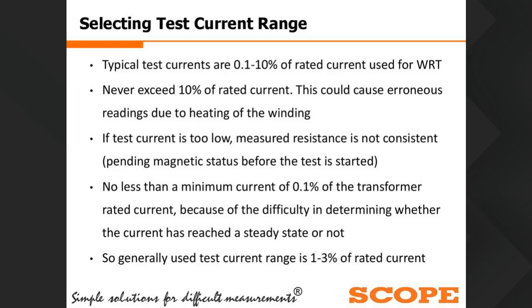If a transformer has a rated current of 1000 ampere, then we recommend doing the winding resistance test from 10 to 30 ampere. So this is the recommended range from our side.